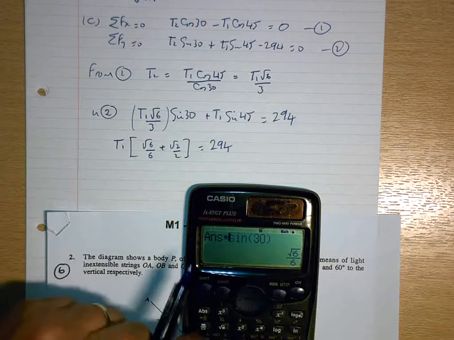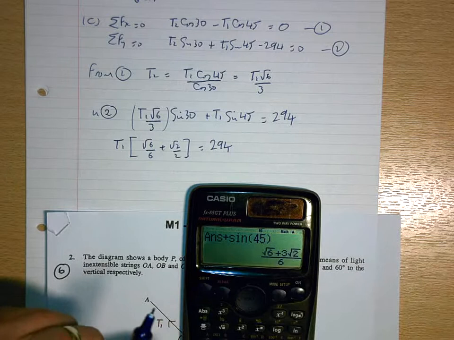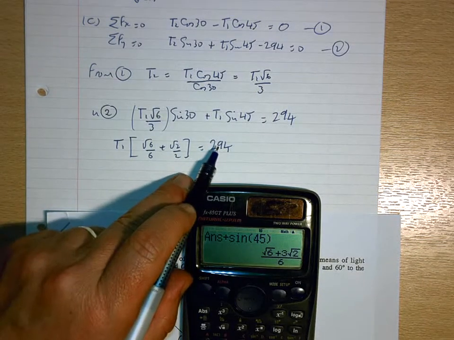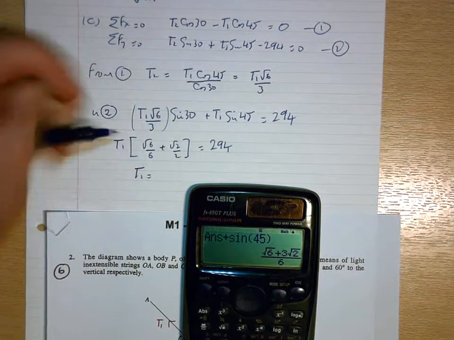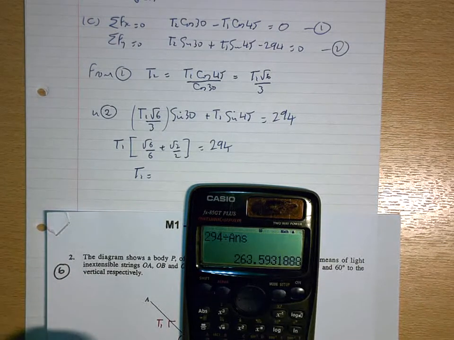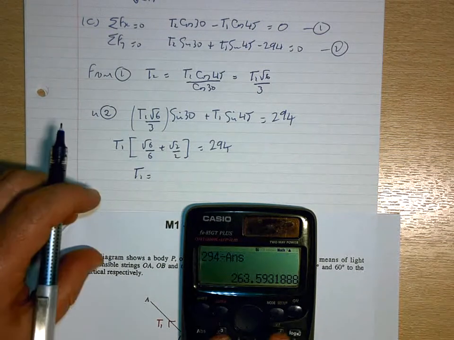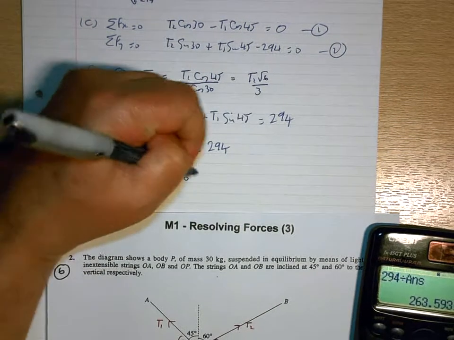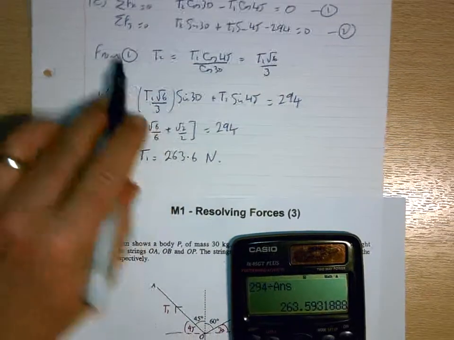So that's what that all comes down to. So I'm now going to do 294 divided by that. So 294 divided by previous answer is 263.6. Yep, 263.6 newtons.